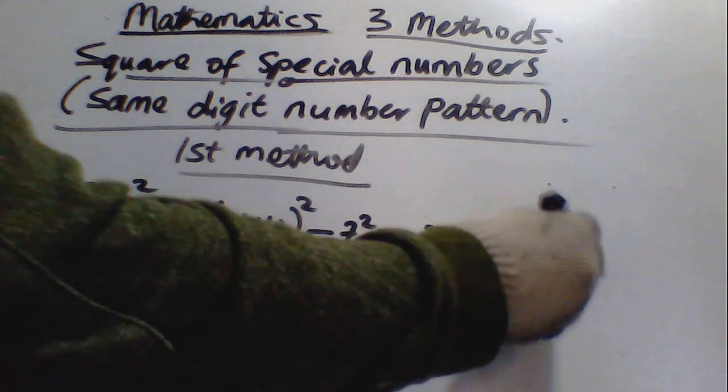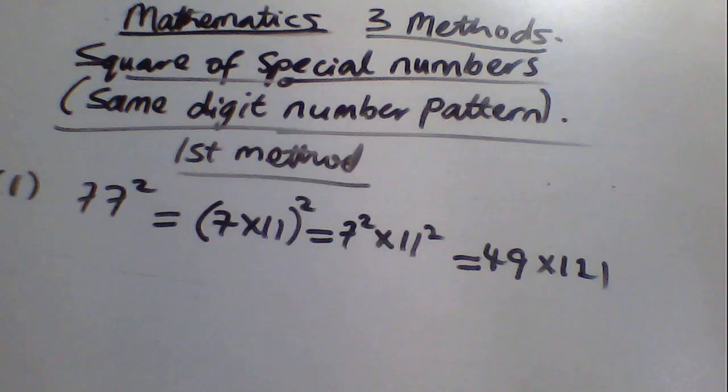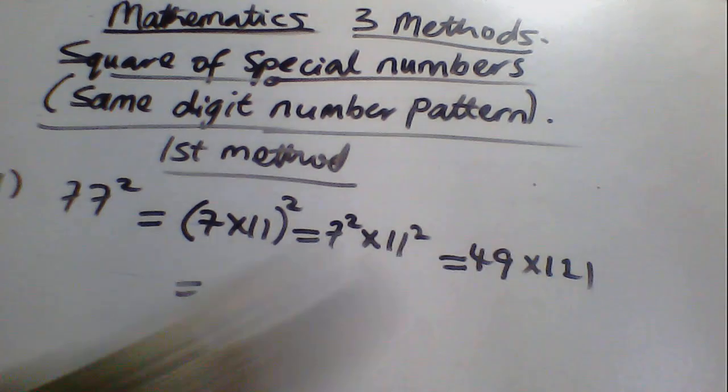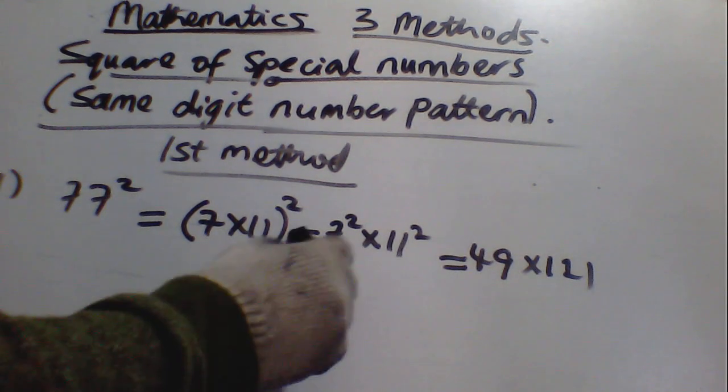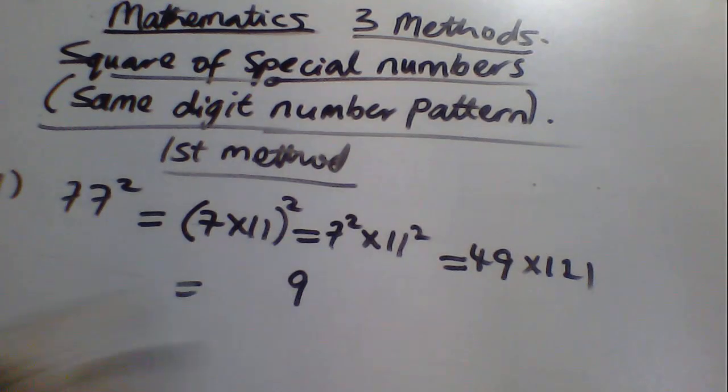See this pattern, 1, 2, 1. All you need to do is to perform a horizontal multiplication instead of vertical. 49 times 1 will give us 49. I write 9. Always start from the back. I write 9, carry 4.